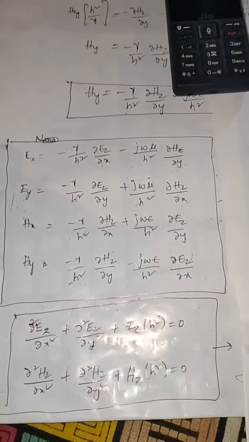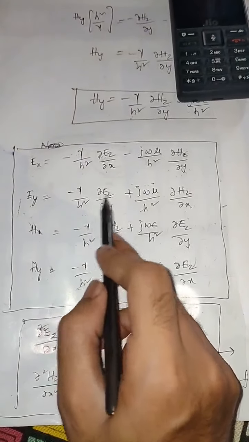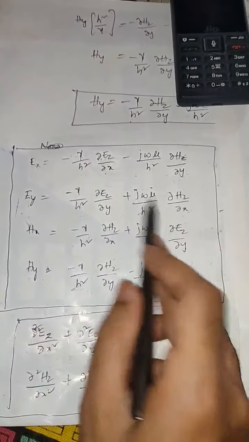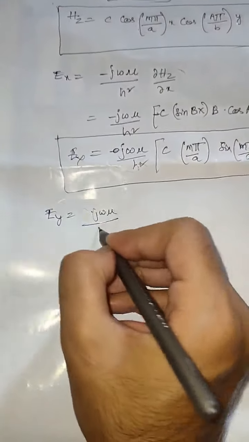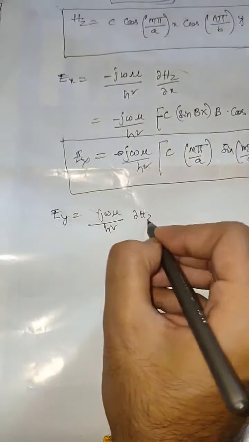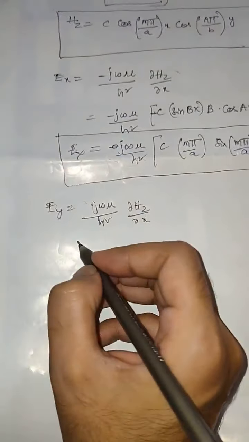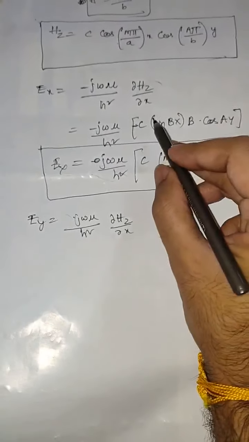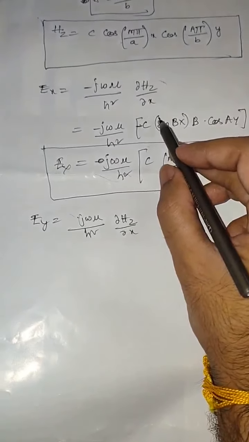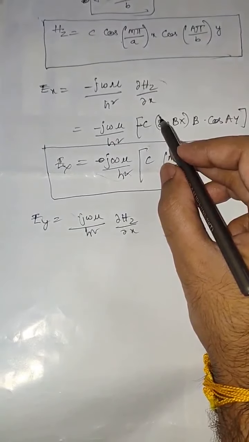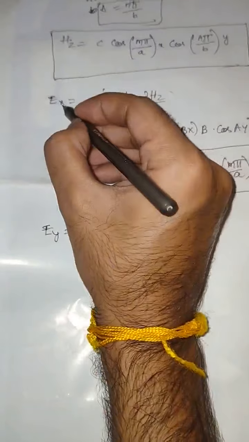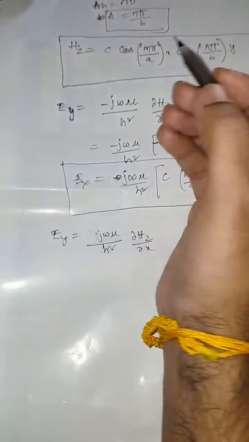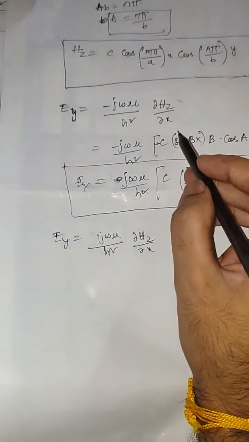So what is the value of Ey according to this equation? In this particular equation, if Ez is equal to 0, this is the remaining part. So I am writing the part: j omega mu by h square dou Hz by dou x. We have already written the dou Hz by dou x. So this is the Ey value.